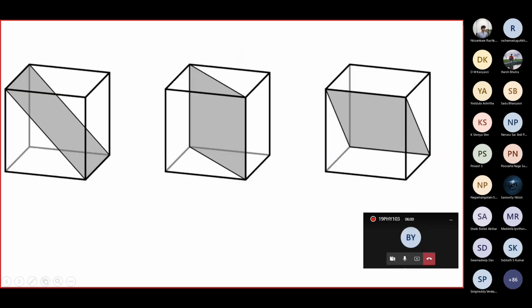Well, so you can find the Miller indices of these 3 planes. Note down quickly. You have 30 seconds. Note down and find the Miller indices of this plane.